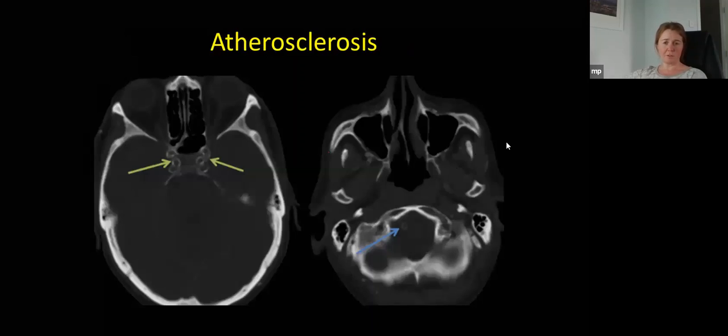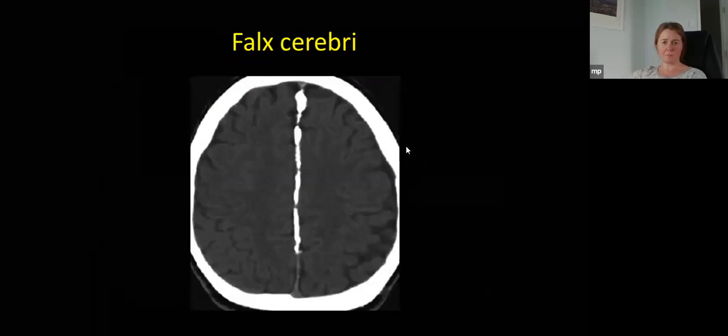So atherosclerosis is quite self-evident. So right vertebral artery here, bilateral cavernous ICAs in this patient. And to be honest, we see this in almost all of our patients in Salford who are over a certain age, not almost all, but a fair proportion have intracranial atherosclerosis.